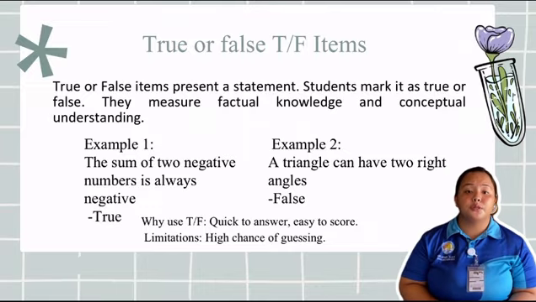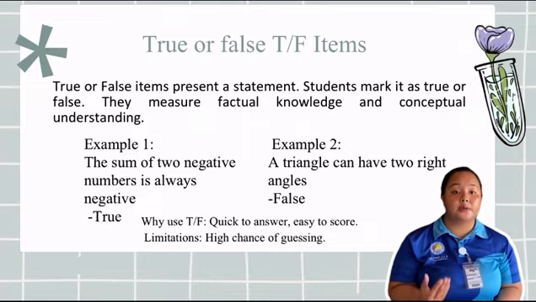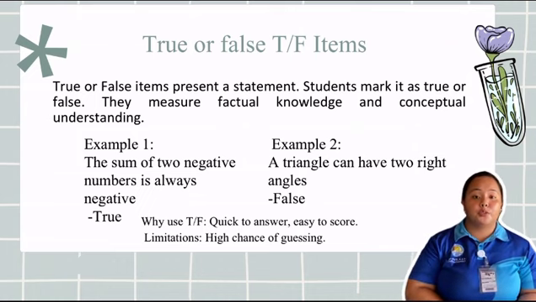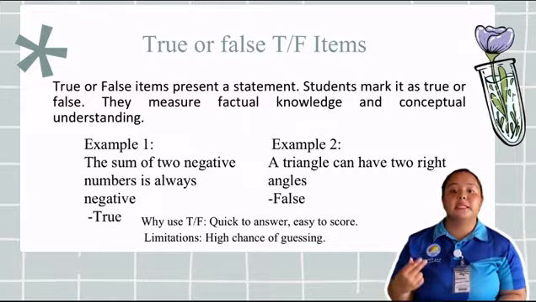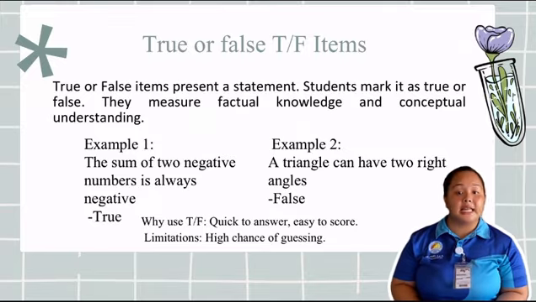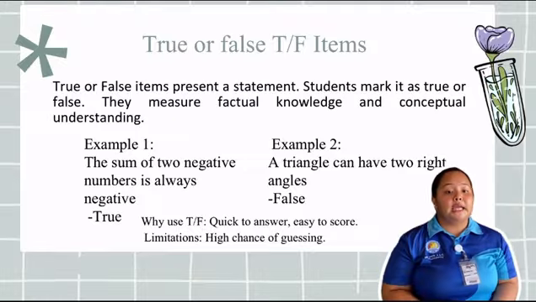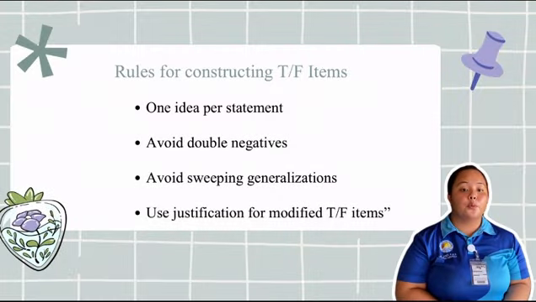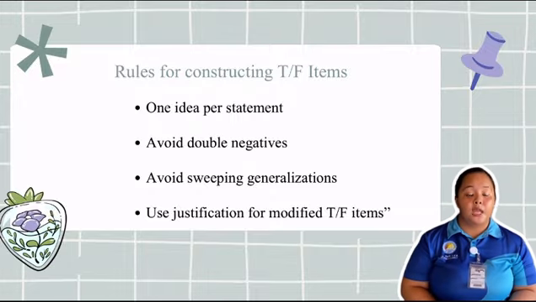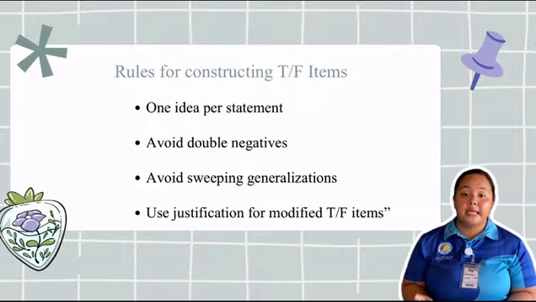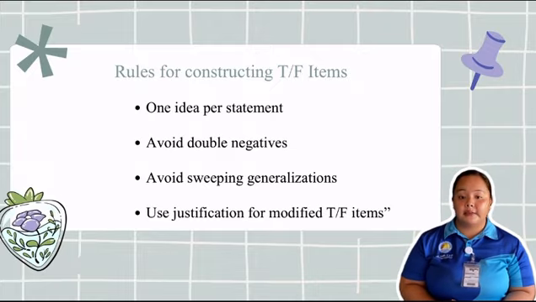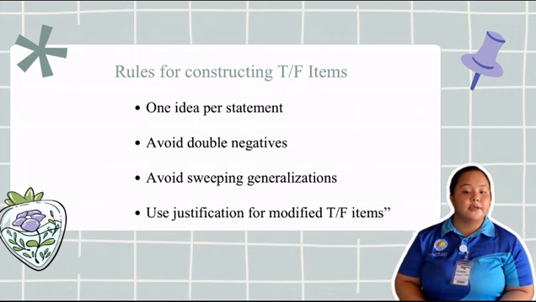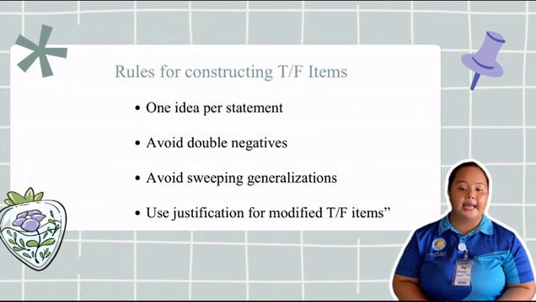So why use true or false? It is quick to answer and easy to score. In answering the true or false test, we have a limitation: there is a high chance of guessing. In true or false tests, we have rules for constructing. We have one idea per statement, avoid double negatives, avoid sweeping generalizations, and use justifications for modified true or false items.